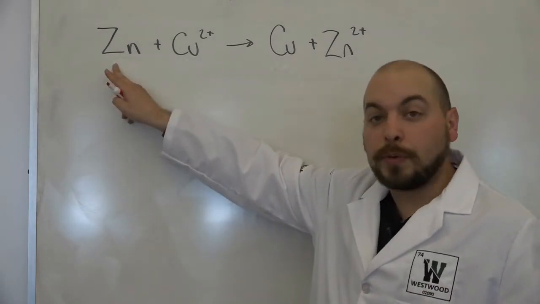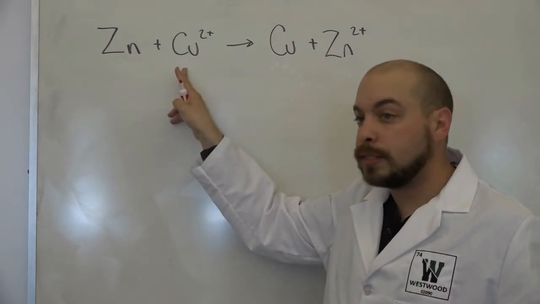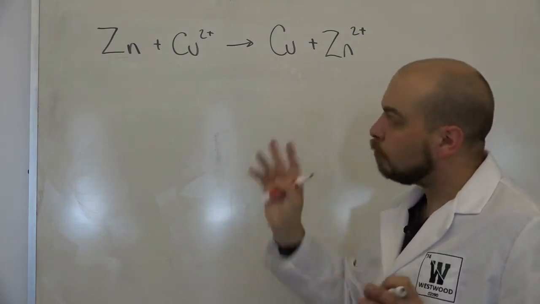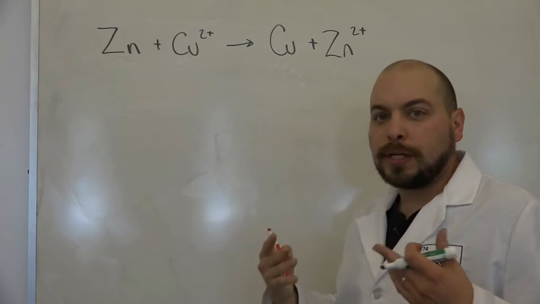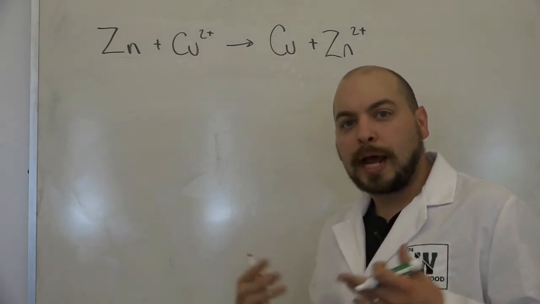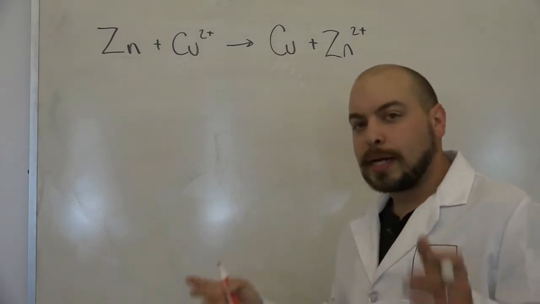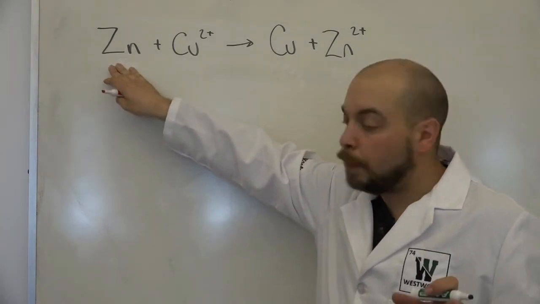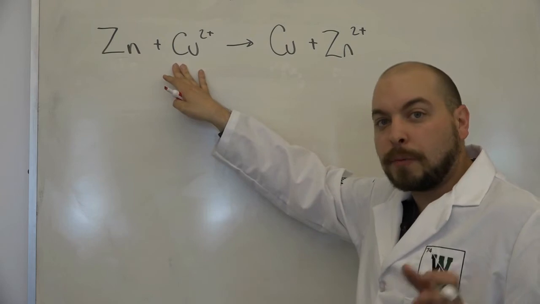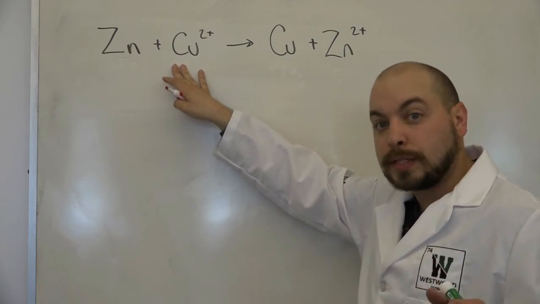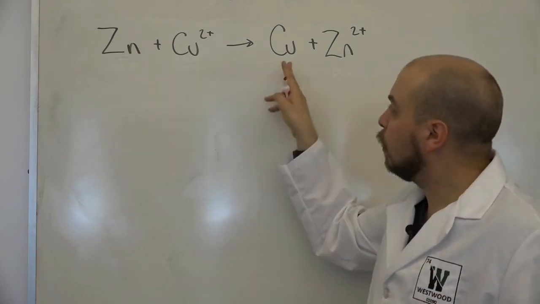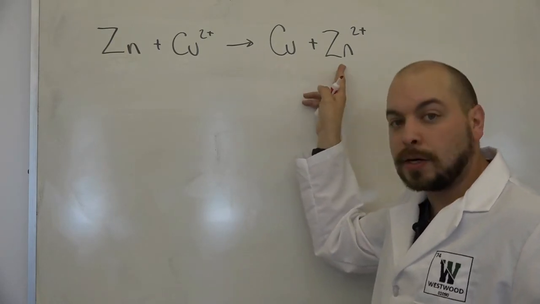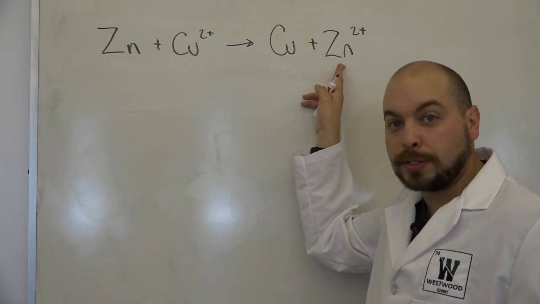Here I've got a reaction between elemental zinc and copper ions, creating copper in its elemental form and zinc ions. This reaction is going to involve the transfer of electrons, but how do we know? Well, we need to assign oxidation numbers. Zinc's oxidation number here in its elemental form is 0. Copper in its ionic form has a charge of 2+, therefore its oxidation number is also +2. Copper here, elemental form, oxidation number is 0. And zinc here, oxidation number equals the charge, +2.